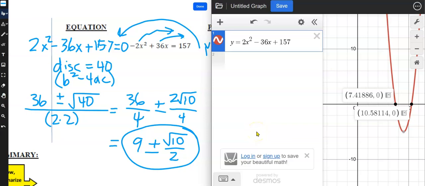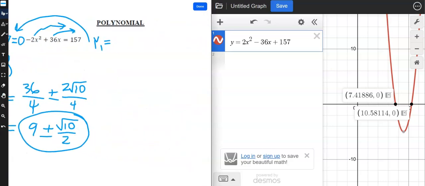So the idea of using the quadratic formula is the best way to get the nice one. I think that's the best way to look at it. Unless you need decimals, and then if you need decimals, you could go that route. Because there they are, 7.42, 10.58.